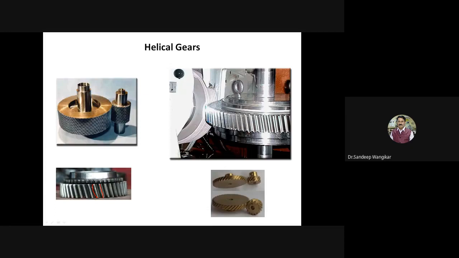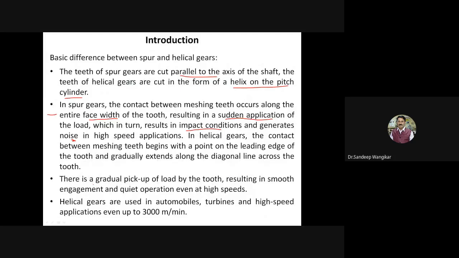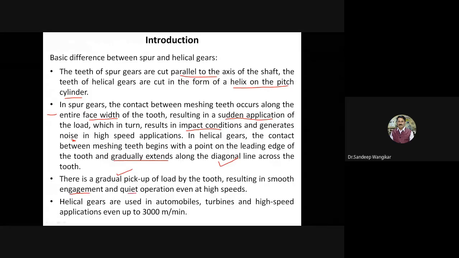So the contact is starting at one edge and ending at the other end. There is a gradual condition. What is it giving? No sudden application of load. The load starts at one point and extends gradually along the diagonal line. So this is a gradual pickup of the load, gradually applied load. If the load is not sudden, it will definitely result in smooth engagement, and smooth engagement means quiet operation at higher speed.